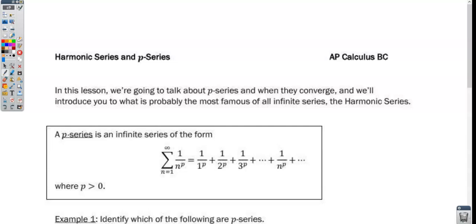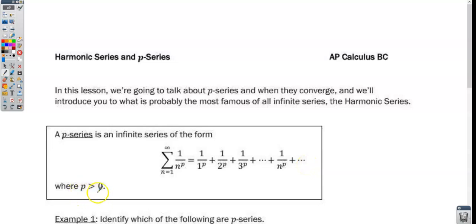So let's start with a definition of what a P-series is. A P-series is an infinite series of the form sum from 1 to infinity of 1 over n to the p power. So p is the power here in our P-series. We've got our basic variable of our summation raised to the p power. So for instance, this series: 1 over 1 to the p plus 1 over 2 to the p plus 1 over 3 to the p, etc., etc.